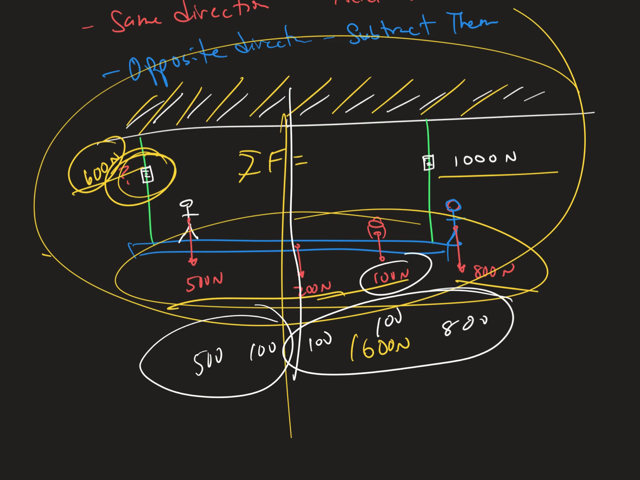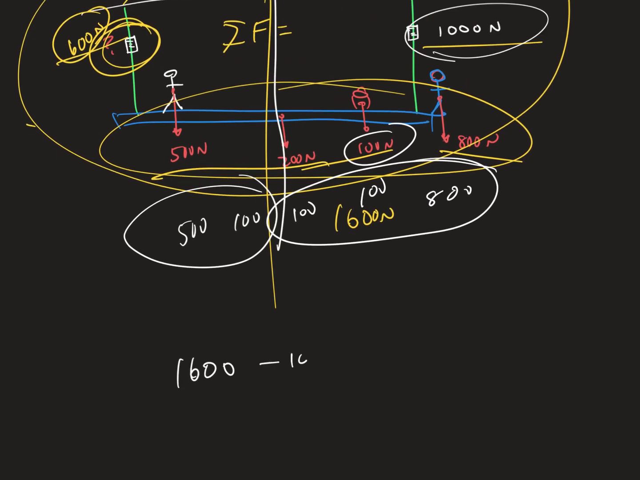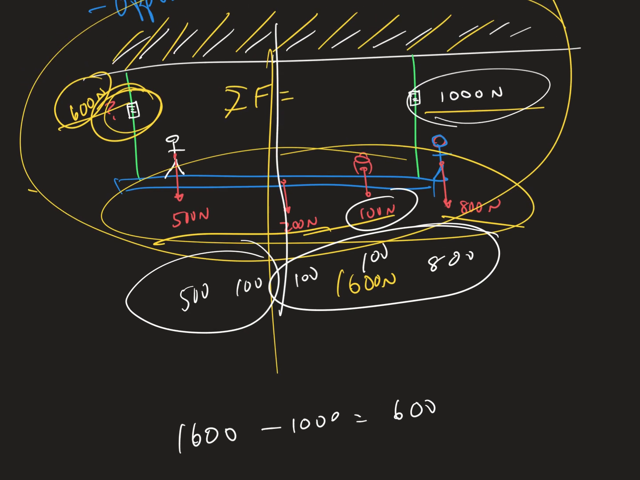Do you understand how to add vectors? Yeah, if they're in the same direction, you add them together, just plus, right? If they're in opposite directions, what do you do? Subtract. So we have 1,600 going down. That's why we added them. And we're going to subtract this because it's going up. We're left with 600. And we know we have to go to 0 because it's in equilibrium. So this has to be 600 to go to 0. You with me? Questions? Good? All right.